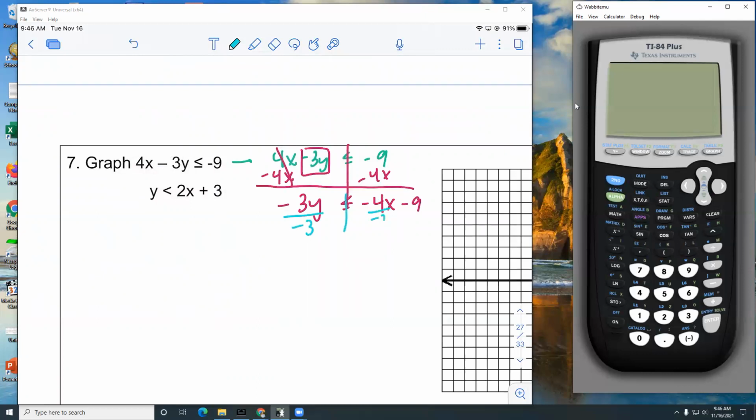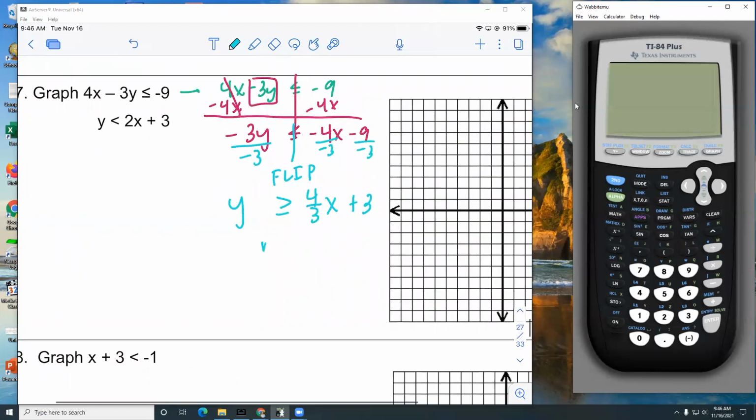Now I have to be careful, because what do I have to make sure to do whenever I multiply or divide by a negative? I have to flip my inequality. So now it's going to be y, flipping my inequality to be greater than or equal to. It's going to be a positive 4 over 3x, and then plus 3. So my slope is 4 over 3. So I'm going to go up 4, right 3. My y-intercept is at 3. I have greater than or equal to, so I should have a solid line and I should shade above.